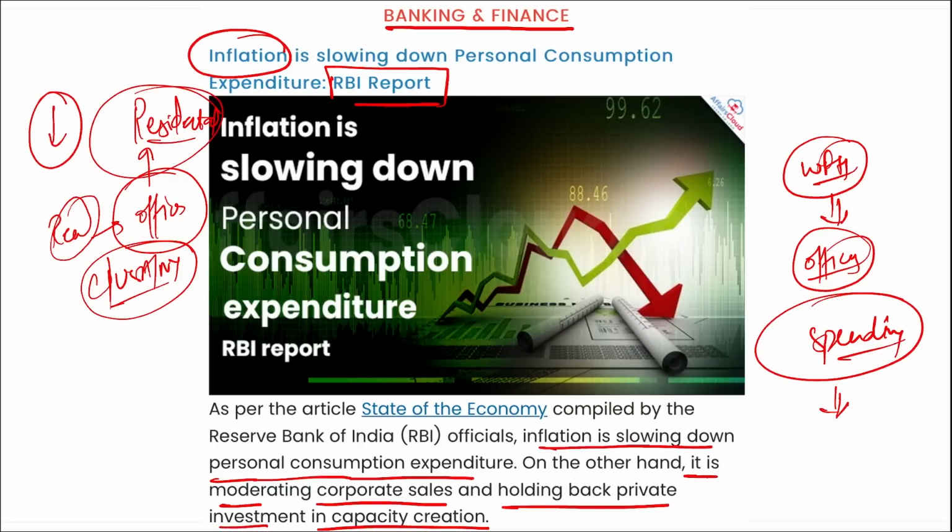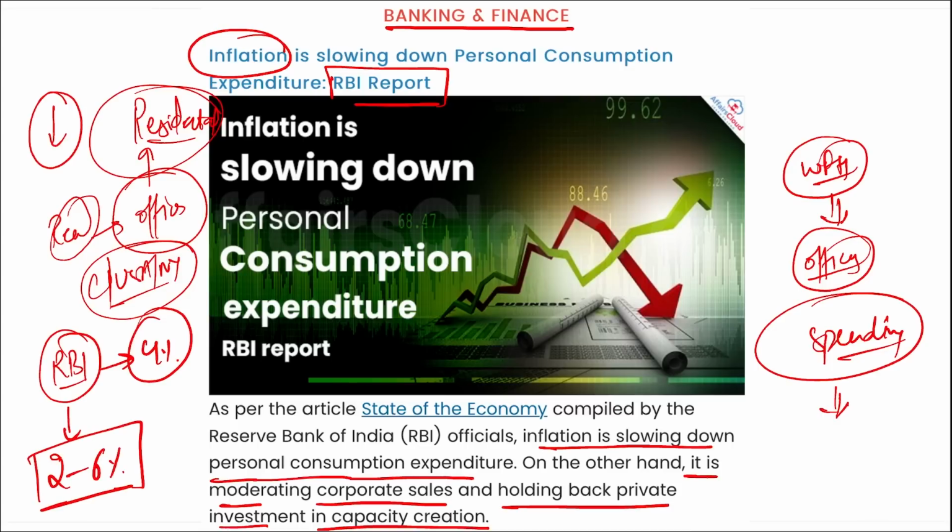Correct? So coming back to India, the inflation is slowing down. And what was the target of RBI? To bring down inflation to 4%. The expected norm is 2 to 6%, right? Between 2 to 6% it is expected. This was your real estate sector.